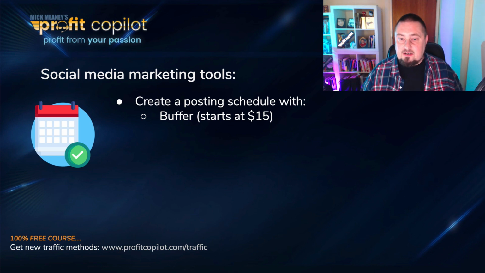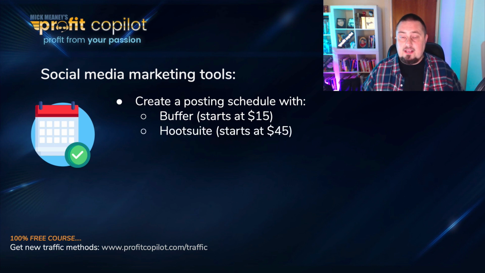So Buffer starts at $15. There's a free version. It's very limited. If you can stretch to the $15, do it, because it's so much better than the free version. Hootsuite, that is so powerful. I use both of these every day. But if you can stretch to $45 for that paid version of Hootsuite, I would encourage you to do it. It's really good. It's more than just scheduling software.